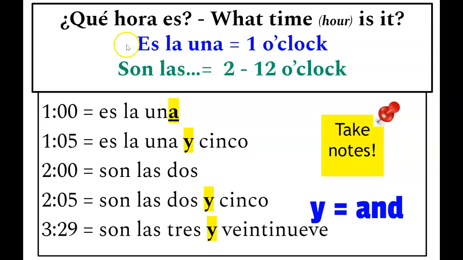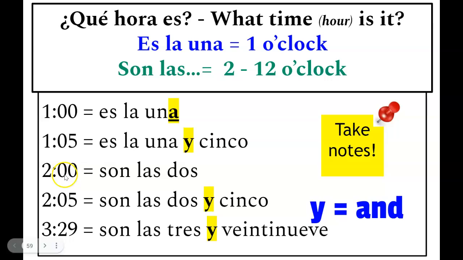All right, if somebody were to ask, ¿qué hora es? That means, what time is it? If it is 1 o'clock, you're going to use this stem. Es la una. And then you can add your minutes. So 1 o'clock on the dot, es la una, you can add en punto. If it's 1:05, you would say es la una. So you say it is 1. And the minutes, y cinco.